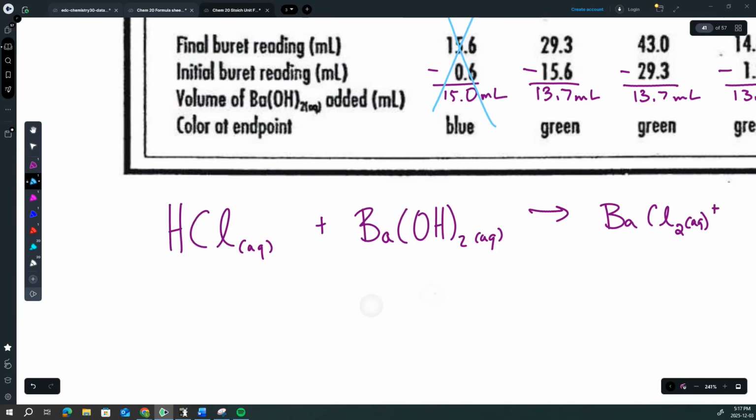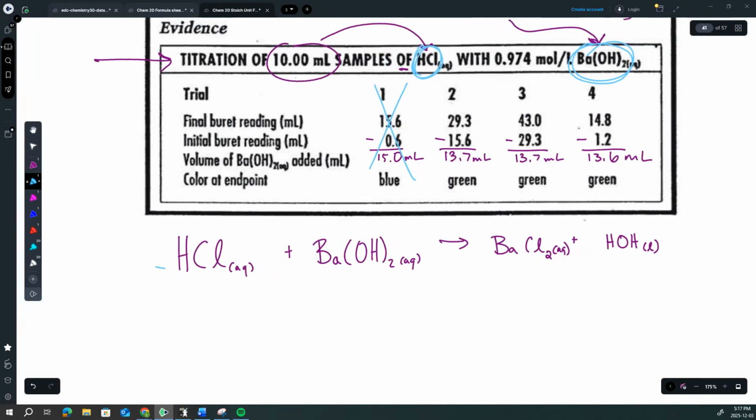Okay, so right now we have a skeleton equation and we need to balance it. So I've got 1 hydrogen going in, and right now I'm just counting this as a hydrogen and then this as a hydroxide, okay? So I've got 1 hydrogen going in, 1 hydrogen coming out. So those are balanced. But I've got 2 hydroxides and only 1 hydroxide here. So I'm going to put a 2 right there.